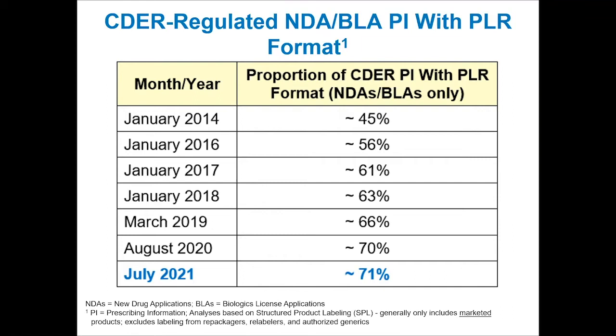We've also had what we call voluntary PLR conversions. Applicants have voluntarily submitted and converted old format to PLR format. We've had over 250 of these approved, which is great. We've increased the number of labeling with PLR format. I should say these are under applications known as new drug applications and biologics license applications. So these are the innovator drugs. The generic drugs generally have a lower percentage of labeling in PLR format.